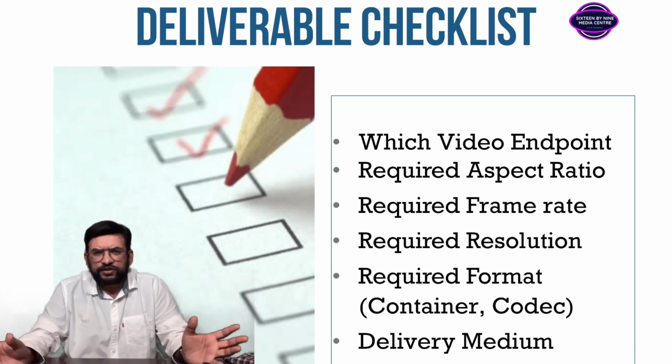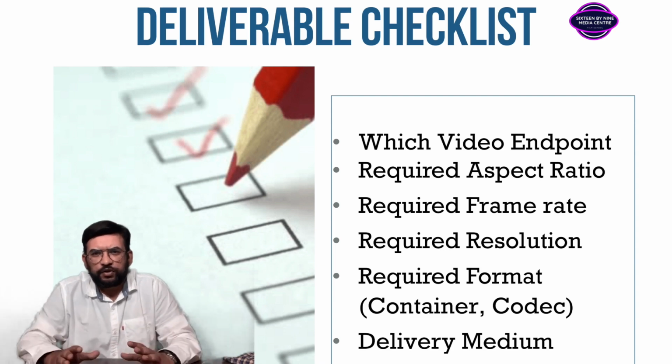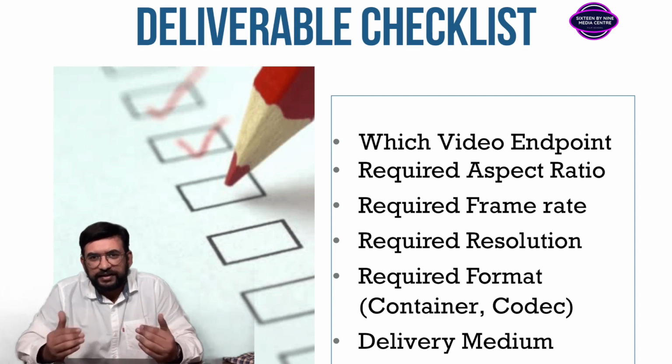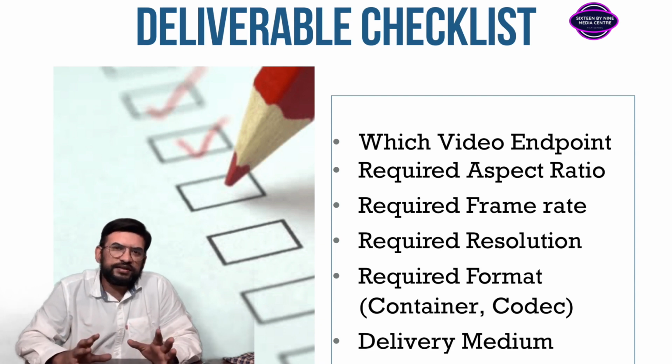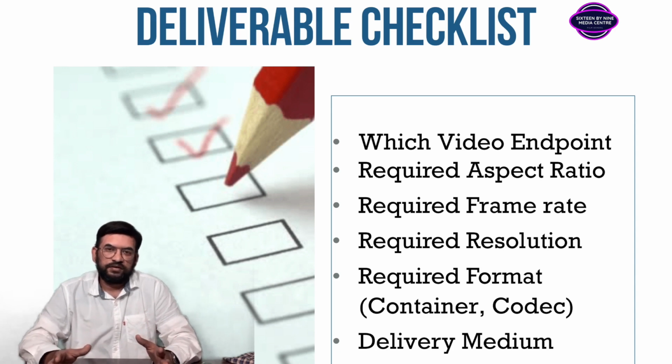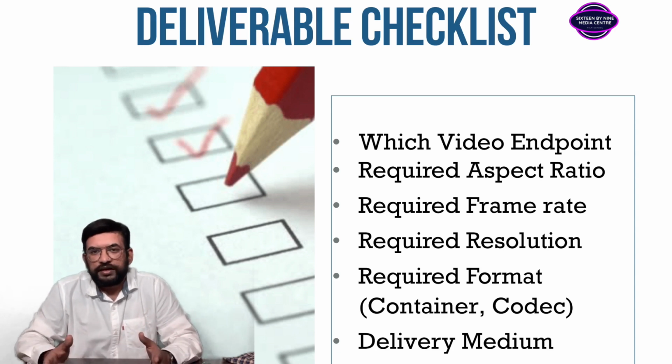Whatever aspect ratio you are editing in, whatever aspect ratio you have imported, the final aspect ratio is what you need to have in your deliverable checklist. Third important thing is resolution. What resolution does your client want, what is the final resolution they want?